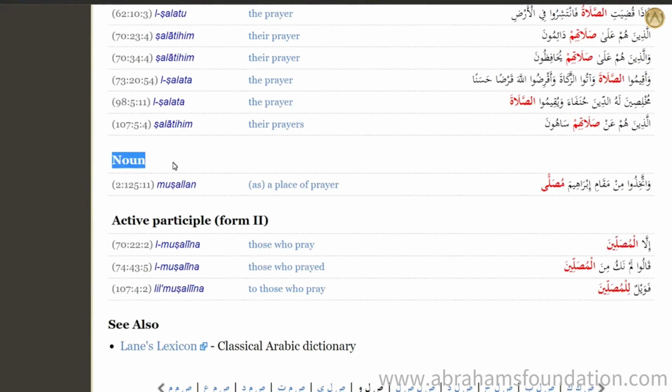So look, here they wrote active participle form 2, not passive. So this is present tense, but it's the same thing. Doesn't matter if it's past or present. It's the same verb, same word. It's just one is in the past, one is in the present. Same thing. But here and here, this is the same thing.